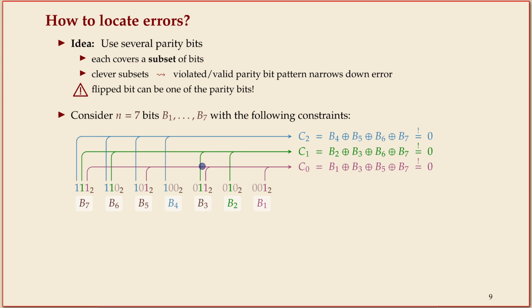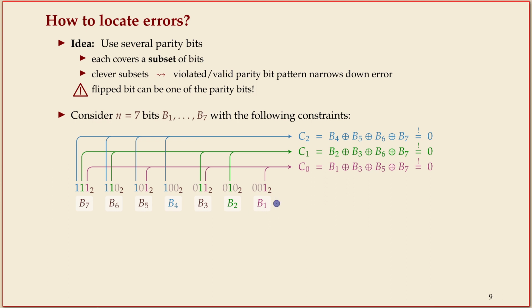And the 3 colors show the subsets that we use for parity checks. It will always be 4 positions. The blue one takes the first 4. Then the green one takes the first 2 and these 2. And this one takes every other, starting with the first.